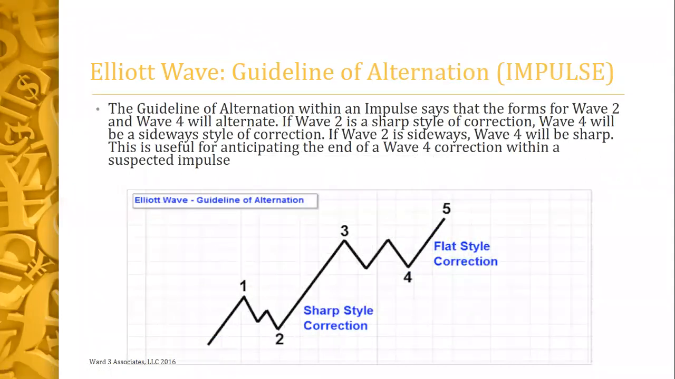The guideline of alternation, this is within the impulse waves. This is for waves 2 and 4. The guideline of alternation within an impulse says that the forms of wave 2 and 4 will alternate. If wave 2 is a sharp style correction, or if wave 2 is a deep retracement into wave 1, wave 4 will be more of a flat or a sideways style correction. But if wave 2 is a flat style correction or the sideways consolidation, then wave 4 is going to be the sharp or the deep retracement. All right. This is useful for anticipating the end of a wave 4 correction within a suspected impulse.